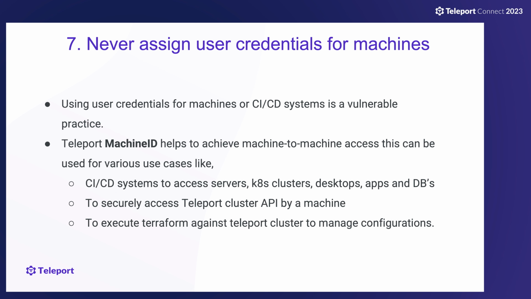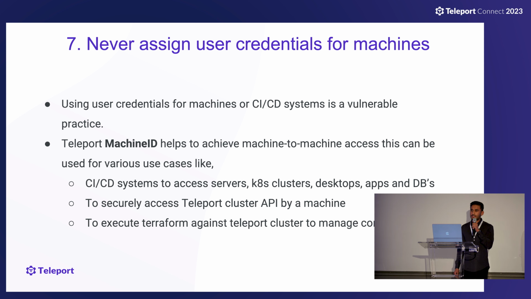Never assign user credentials for machines. Machines need access to various machines like Linux servers, databases, Kubernetes clusters, apps, and especially your CI/CD systems need access all the time. Do not use your user credentials to give machines access to other machines. You can use something like Teleport Machine ID. It is basically a binary called tbot that can enable secure connection to other machines. Machine ID can be used in CI/CD systems to access Teleport through API, or to run Terraform on Teleport to manage Teleport configurations.